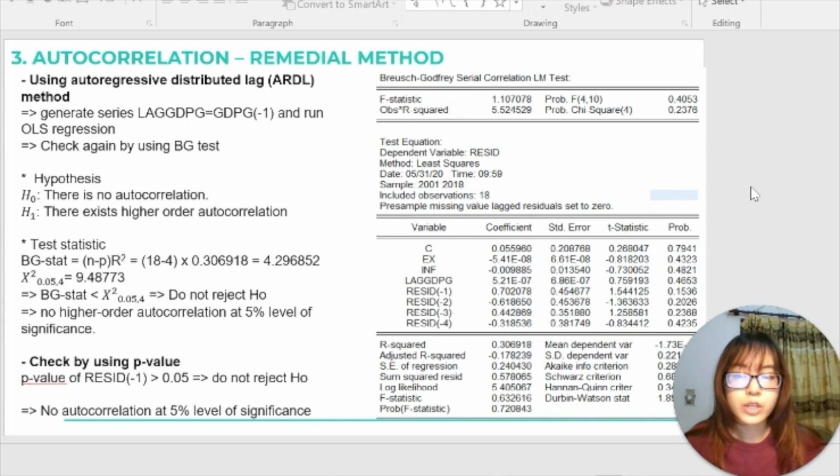And we also check by looking at the p-value. For example, the p-value of resid minus 1 is greater than 0.05, so we do not reject H0, and we do the same for resid minus 2, and so on. And our conclusion is there's no autocorrelation at 5% level of significance.